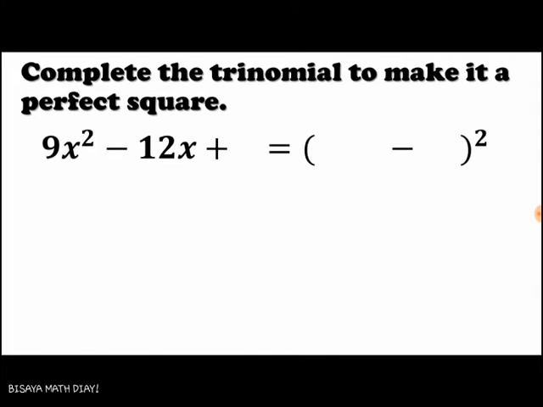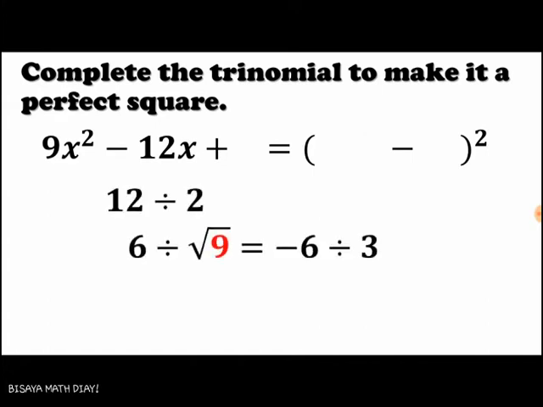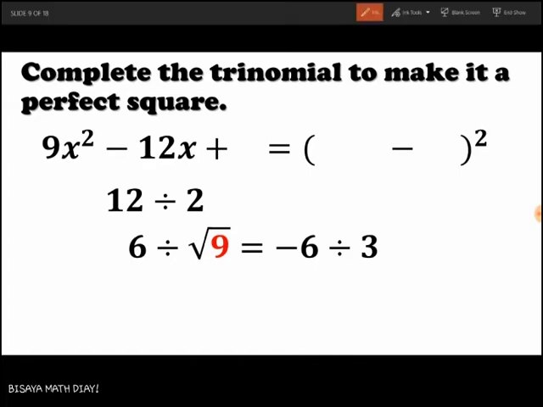Then we have 9x squared minus 12x plus a number. Again, we do the same process. We put 12 down, divided by 2. That is 6. And then divided by the square root of 9. Because 9 is the coefficient of x squared. Oops, sorry, that was wrong. Notice it's negative. Let's take that negative off.